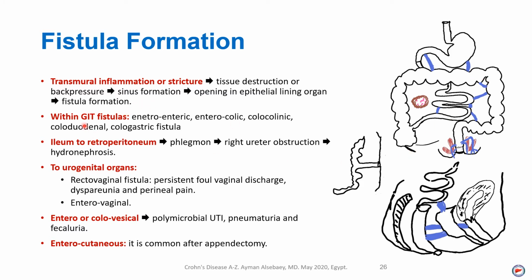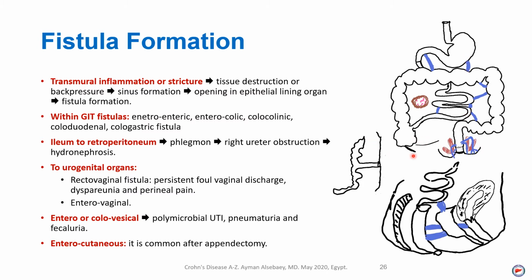The fistula may occur within the GIT itself, between the intestine and the intestine, and we will call it enteric fistula. Between the intestine and the colon, enterocolic, okay? Between the colon parts themselves, and it is common between the sigmoid colon and the descending colon, we will call it colocolonic. Between the colon and the duodenum, coloduodenal. Between the colon and the stomach, cologastric fistula, okay?